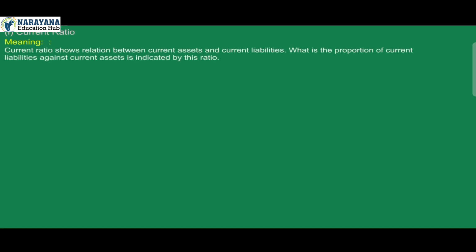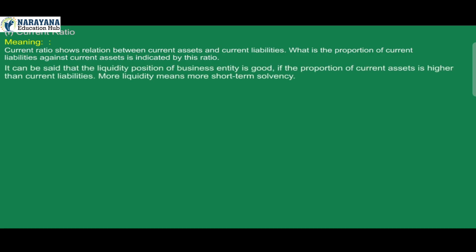1. Current ratio. Meaning: current ratio shows the relation between current assets and current liabilities. The proportion of current assets against current liabilities is indicated by this ratio. It can be said that the liquidity position of a business entity is good if the proportion of current assets is higher than current liabilities. More liquidity means more short-term solvency. Formula: current ratio is equal to current assets divided by current liabilities.